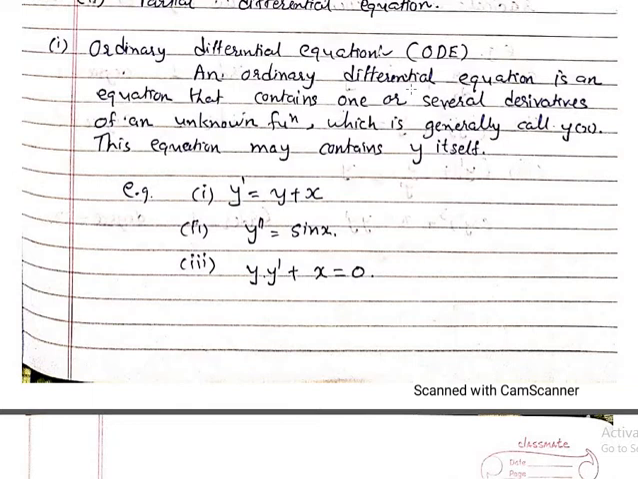It is not necessary that you have only one function. You may have two functions, but only one independent variable is there. That means you have only one independent variable x. It is not necessary that the equation only contains single function y. It may contain another function z or w or anything. Example given: y double dash plus y dash is equal to y plus x. Or second one, y double dash is equal to sin x, or y into y dash plus x is equal to 0.